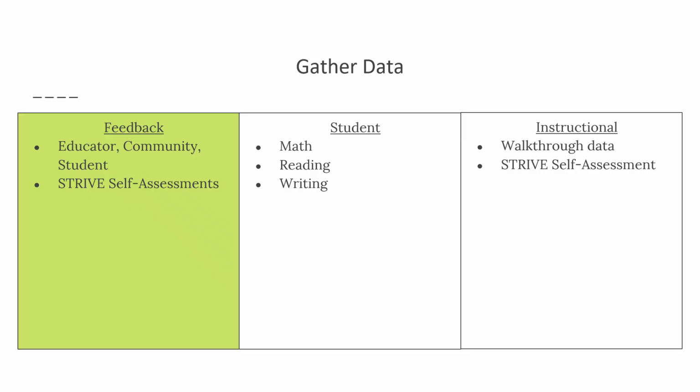Feedback data can come from educators, the community, and/or students. Strive has a self-assessment tool that will give school systems valuable feedback data for setting teaching and learning priorities. For student data, benchmarking for math, reading, and writing are good starting places for establishing priorities. And for instructional data, use school-wide walkthrough data. If your school doesn't do walkthroughs yet, the Strive self-assessment will give you a starting point for instructional priorities.